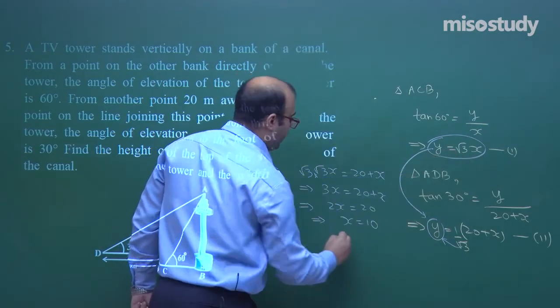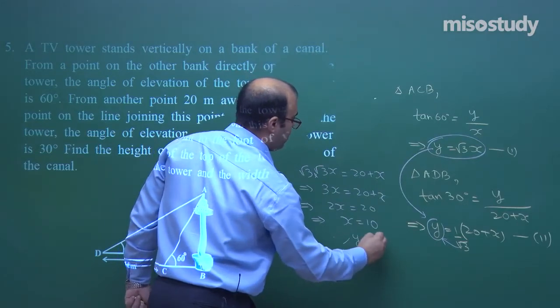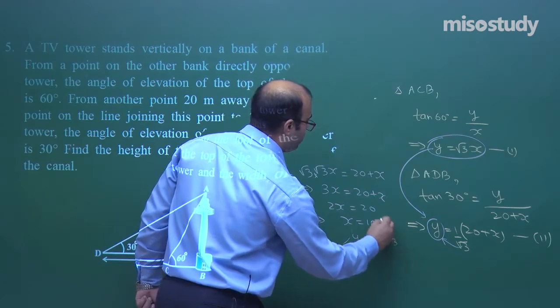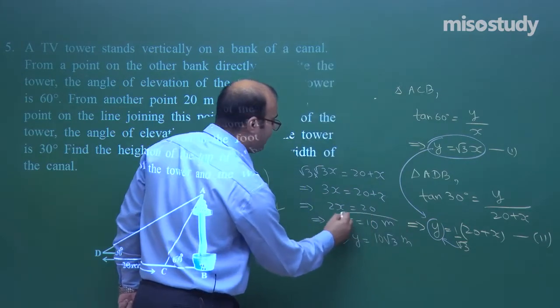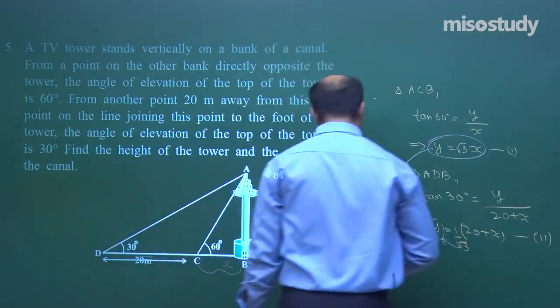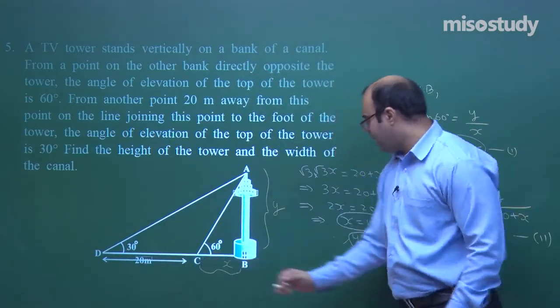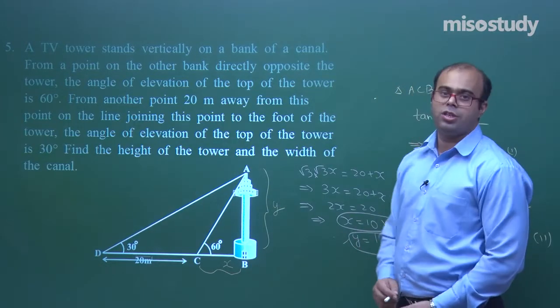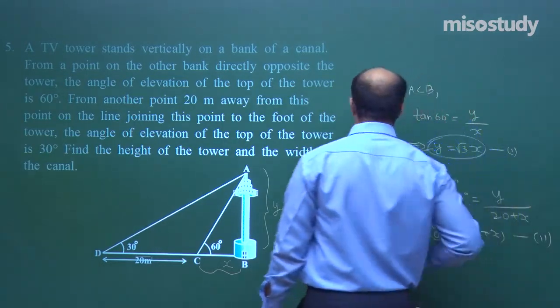If x is equal to 10, therefore, y is equal to 10 root 3, that is root 3 into x. So, 10 root 3 meter. So, we say that x is 10 meter and y is 10 root 3 meter. What does it mean? That the width of the canal x is 10 meter and the height of the TV tower y is 10 root 3 meter. So, we have found x and y, students.